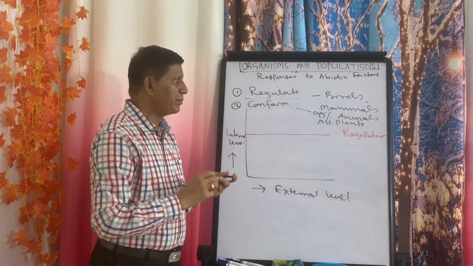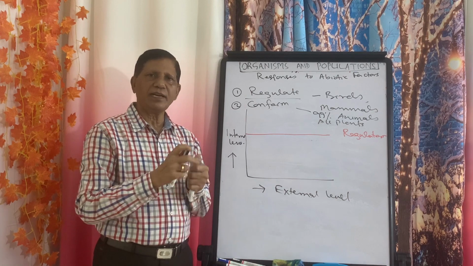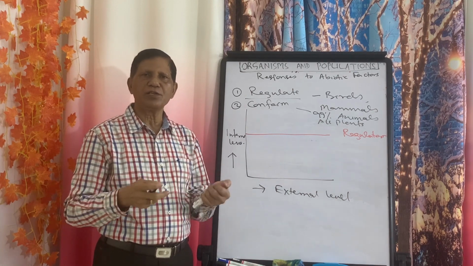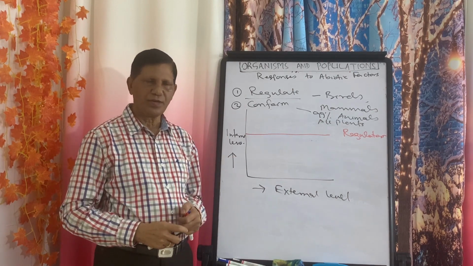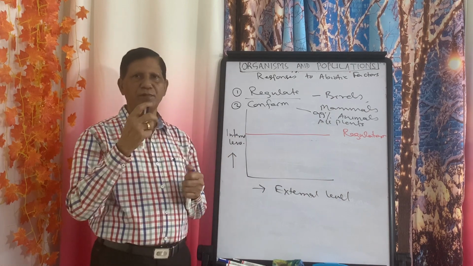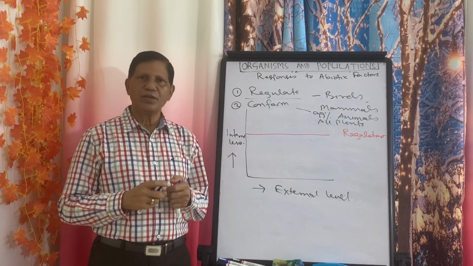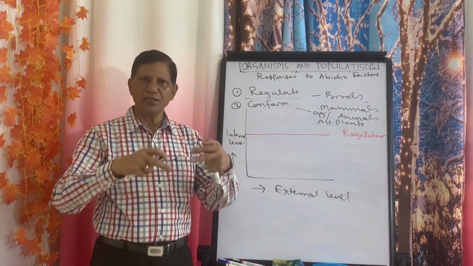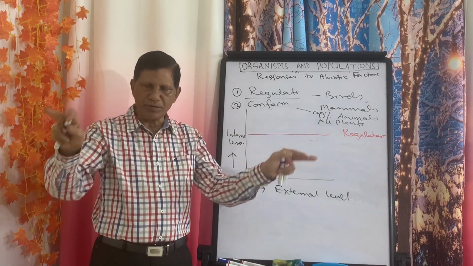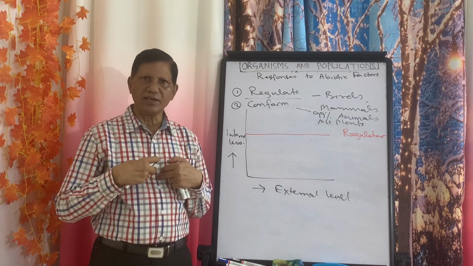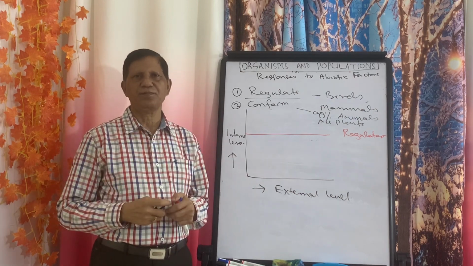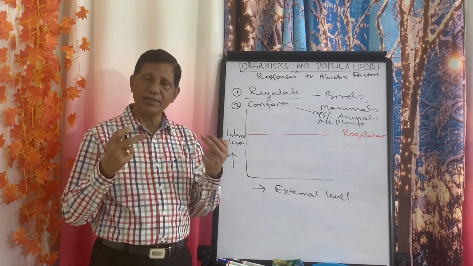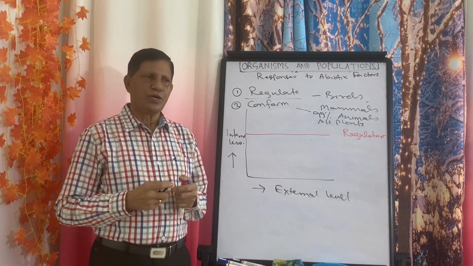That means 99% of animals and all plants cannot regulate their internal body temperature and osmotic concentration. Simply, they are known as conformers. That means with change in the temperature, light condition, and other conditions of the ambient environment, their internal condition changes. That is why they are known as conformers.